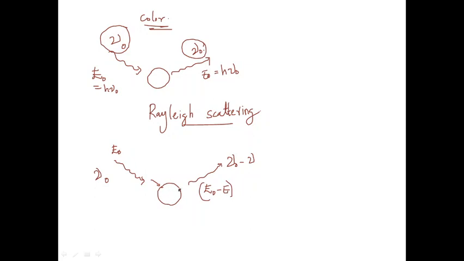So the resultant energy of the photon will be E0 minus E, where E energy is given to this molecule. So what is E0 minus E? It is h nu 0 minus h nu, which is equal to h into (nu 0 minus nu). So the frequency of the scattered light will be nu 0 minus nu. That is why the scattered light has a different frequency.